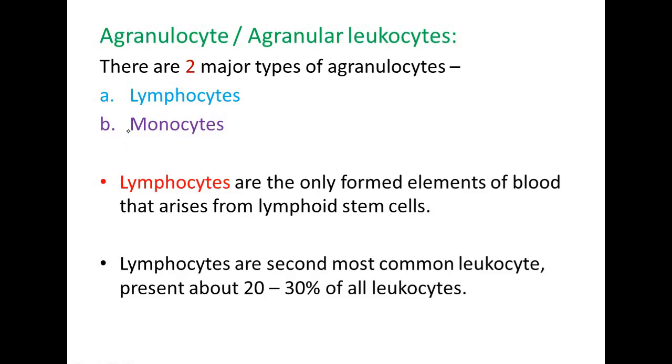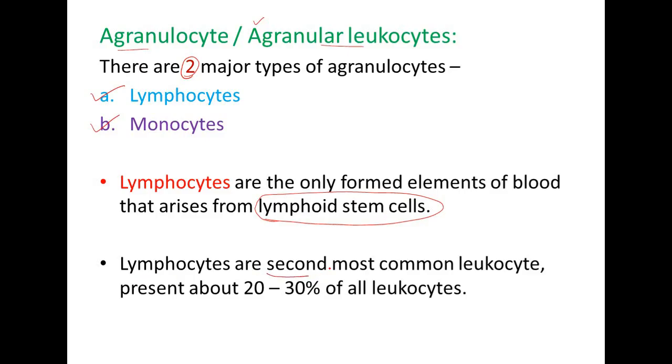There are granulocytes and agranulocytes. I'm discussing agranulocytes, or agranular leukocytes. They lack granules. There are two major types of agranulocytes: one is lymphocytes, the second is monocytes. First, lymphocytes. Lymphocytes are the only formed elements of the blood that arise from lymphoid stem cells.